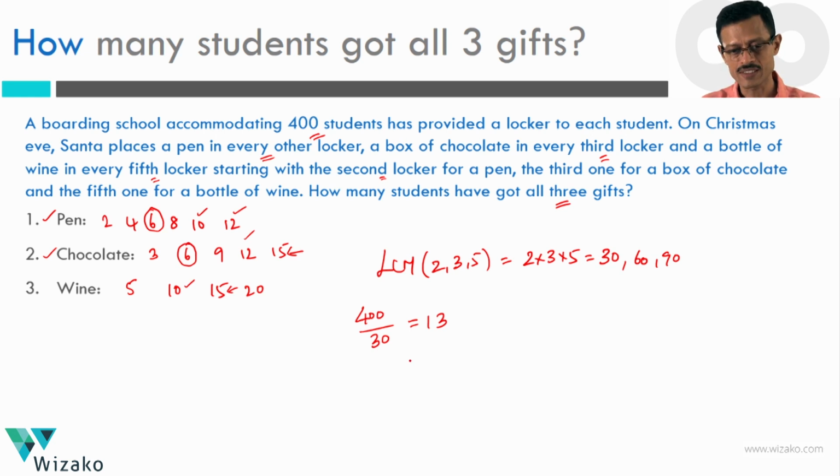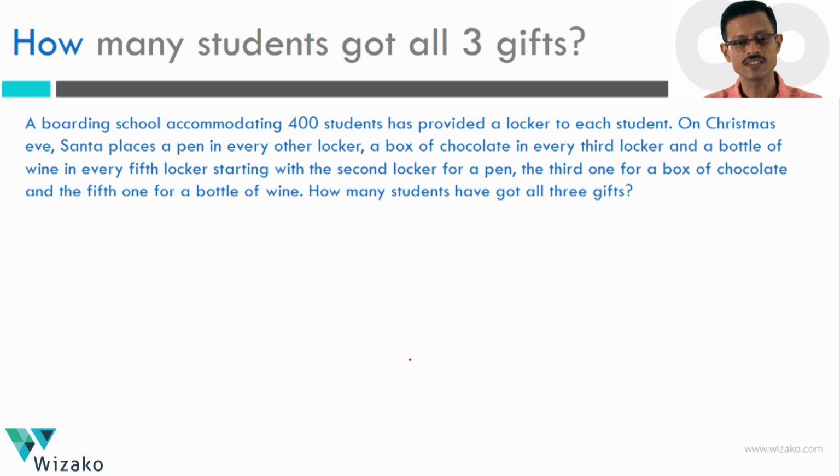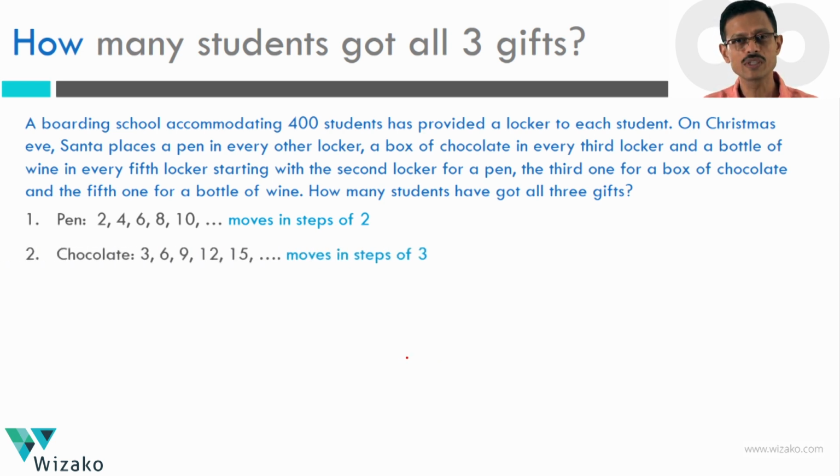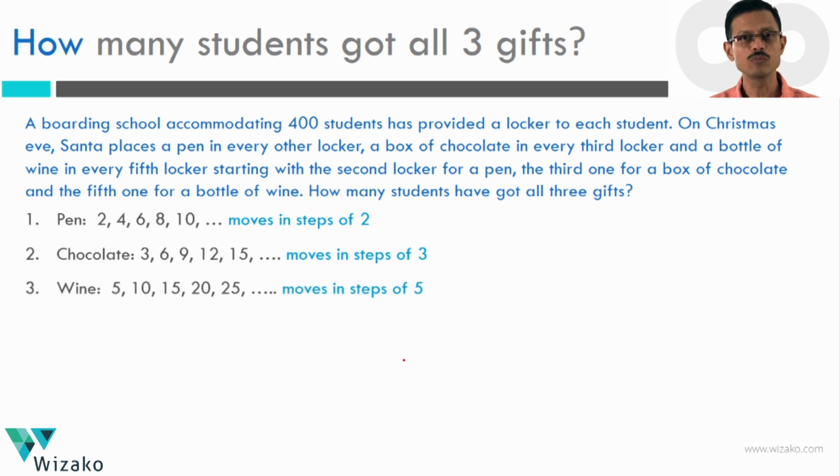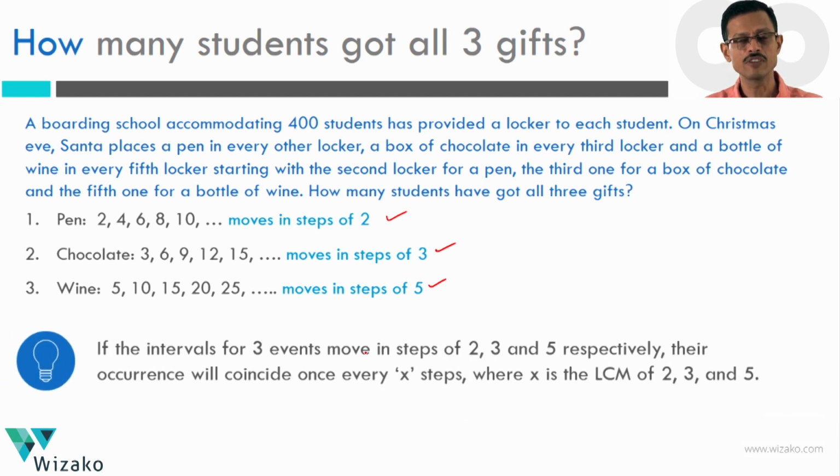We'll just take it to the next step. We'll consolidate whatever we have learned in this step. Whoever got a pen, basically the pens moved in steps of 2. Chocolates moved in steps of 3. And bottle of wine moved in steps of 5. So if these are in intervals of 2, 3 and 5, these are 3 events that repeat with a periodicity of 2, 3 and 5, then all 3 of them will coincide once in x steps. That x steps is going to be the LCM of 2, 3 and 5. We're essentially stating what we stated in the earlier lesson where we talked about when to use LCM.